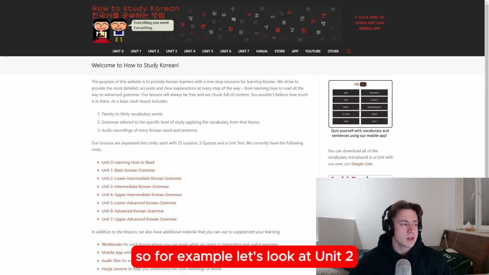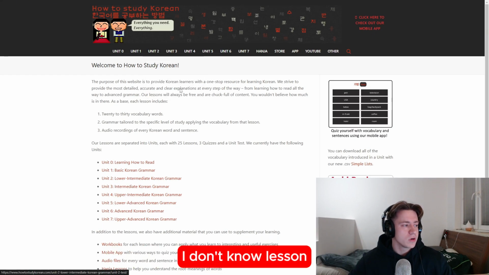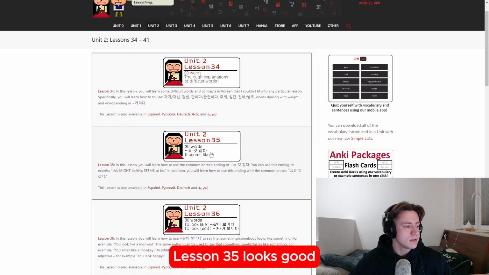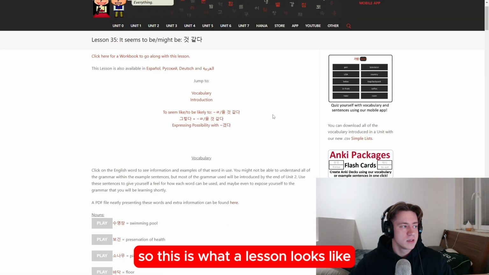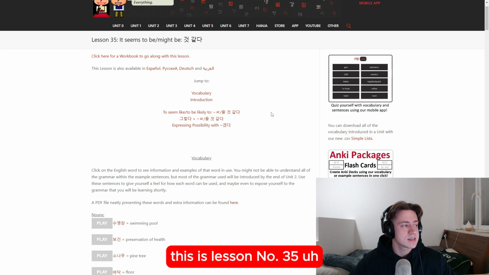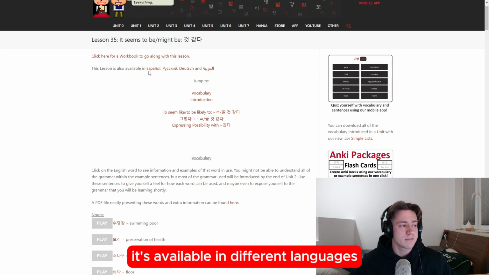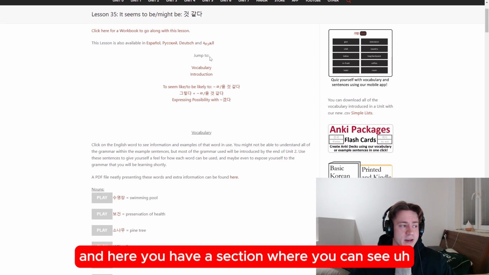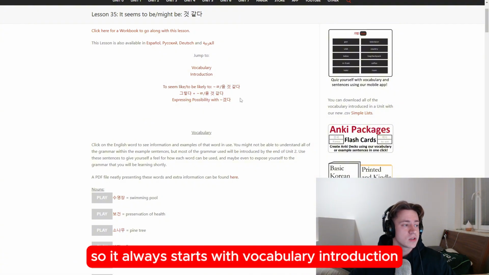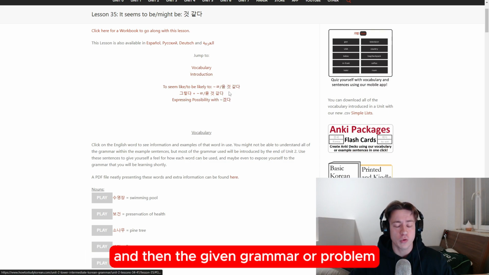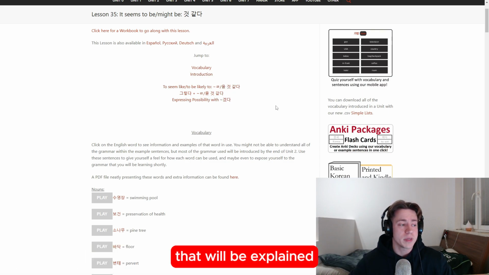So for example, let's look at unit 2, I don't know, lesson 35 looks good. This is what a lesson looks like. This is lesson number 35. It's available in different languages, and here you have a section where you can see what's coming up in this lesson. It always starts with vocabulary, an introduction, and then the given grammar or problem that will be explained.